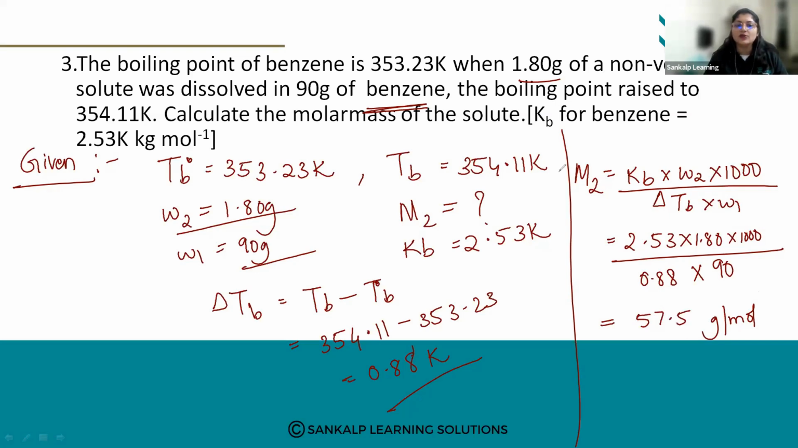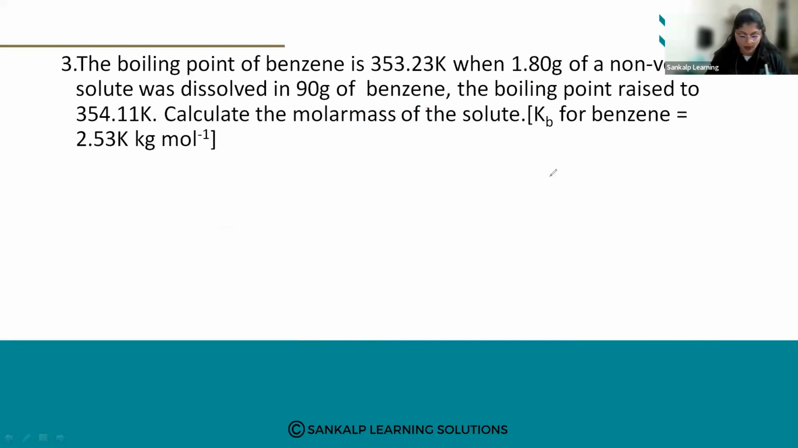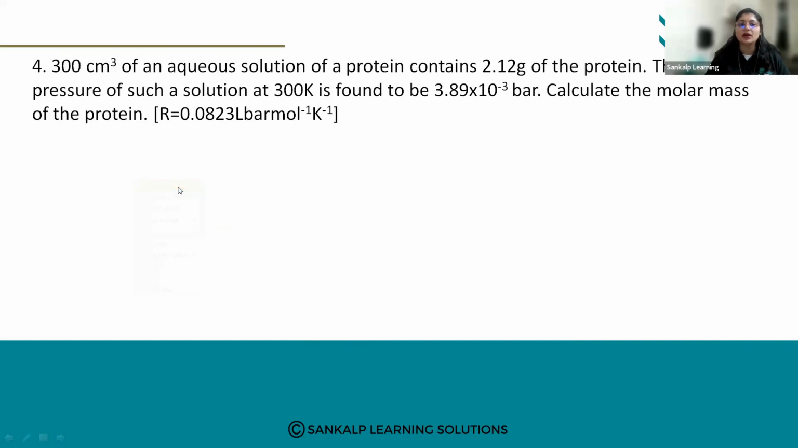So again, how are the marks given? 1 mark for the correct formula, 1 mark for the substitution, and 1 mark for the answer with the correct units. Okay. I hope the problems are clear. If you do not write the unit, straight away 1 mark will go. Even if your answer is right, if you do not write the unit, 1 mark will go.